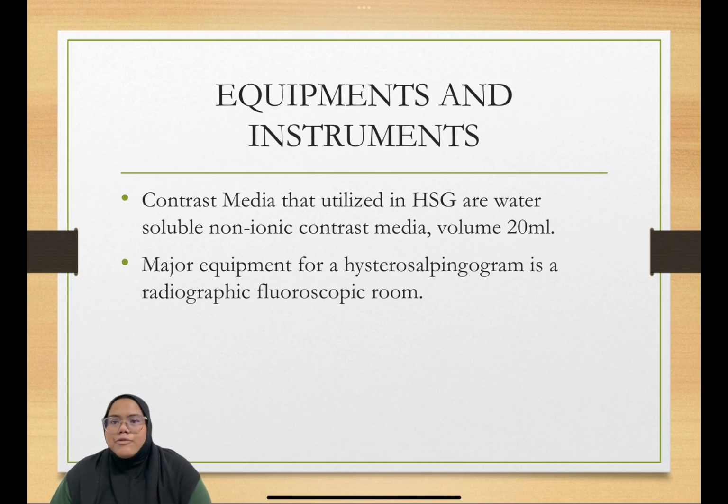These are the equipment and instruments needed for doing this HSG procedure. First is contrast media. The contrast media utilized in HSG is water soluble, non-ionic contrast media. We will prepare it at 20 milliliters. The major equipment for doing this procedure is a fluoroscopy examination room.